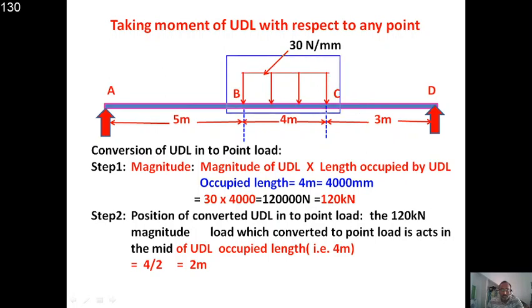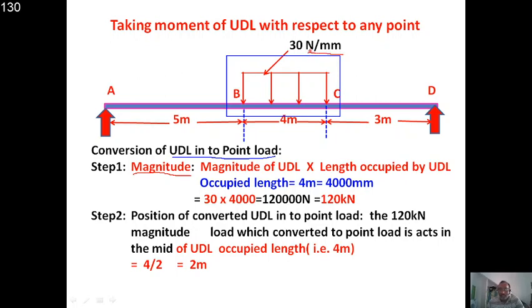Please see, understood? This UDL portion has to be converted into a point load, right? So for this, what is the procedure I have to follow? There is a simple procedure: first you have to take the magnitude. So the magnitude of the UDL is to be converted into a point load. You know the units of the UDL is Newton per mm.